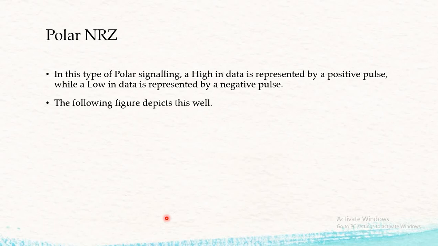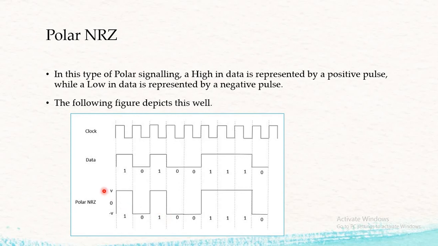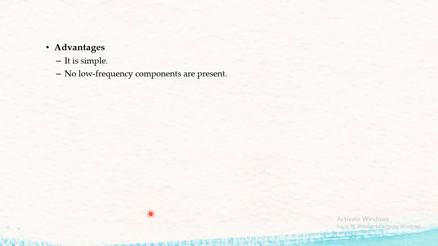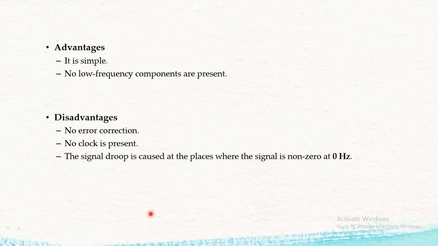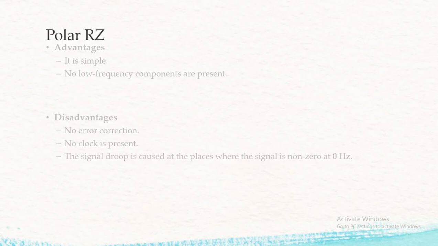Polar NRZ. In this type of polar signal, the high in the data is represented by a positive pulse, that is over here, and the low in the data is represented by a negative pulse. So this is your polar NRZ. High is represented by the positive pulse and low is represented by the negative pulse. Its advantages: again it is simple, and no low frequency components are present, as we have only positive as well as negative frequency components. Disadvantages: again no error correction, no clock is present, and a signal droop is caused at the place where the signal is non-return at 0 Hz.